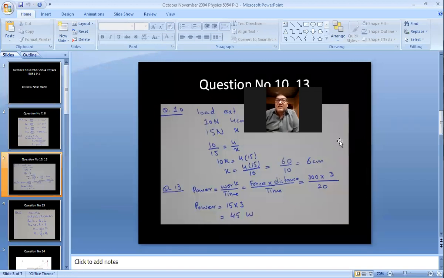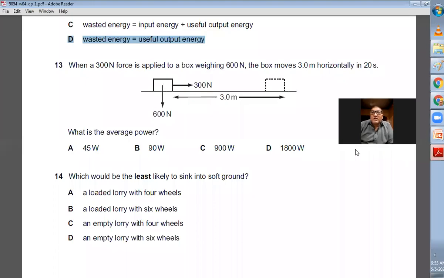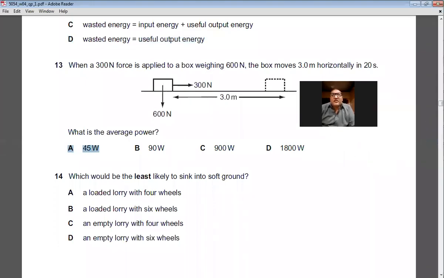Check the mark. 45 watt. Yeah. So question number 13, A is the right choice.